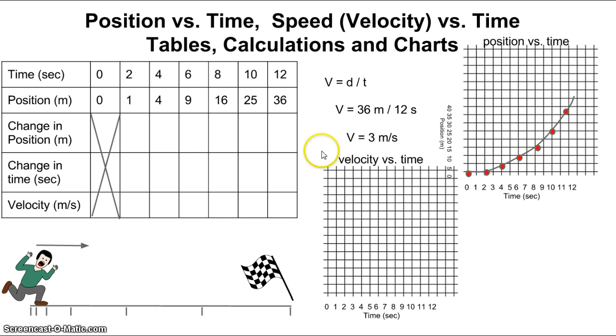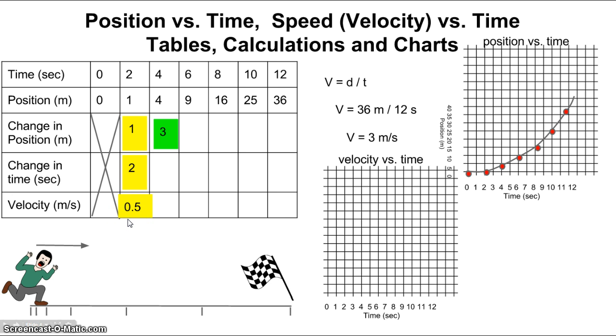Let's go through the calculations. Remember that we can calculate velocity as our distance traveled over time, over our entire experiment or any particular interval that we want to. So let's go ahead and take a look at that. From a time of 0 to a time of 2, we moved 1 meter. It took us 2 seconds to do that. If I do my calculation of distance divided by time, I realize my average velocity during that first 2 seconds was half a meter per second.